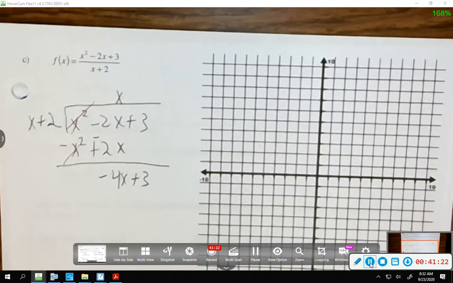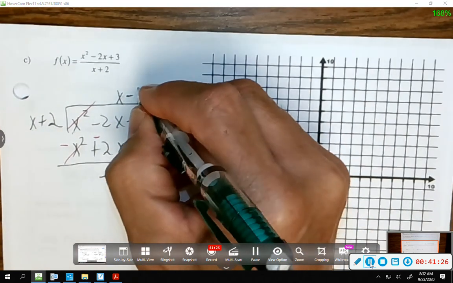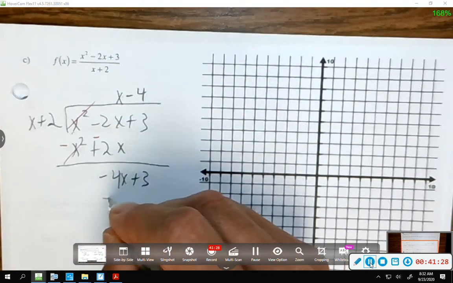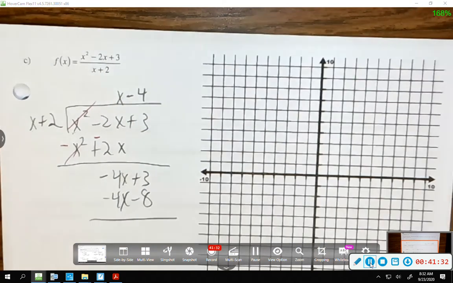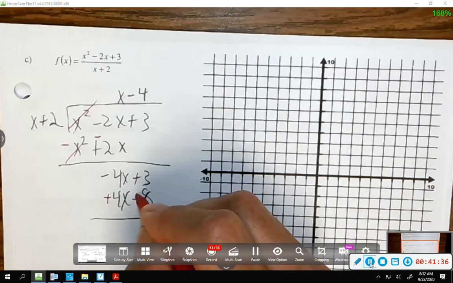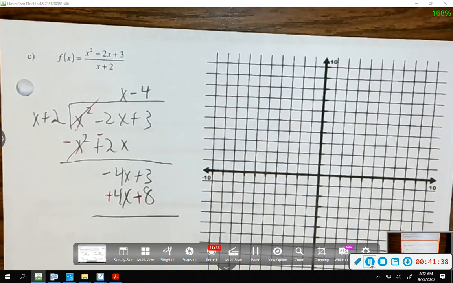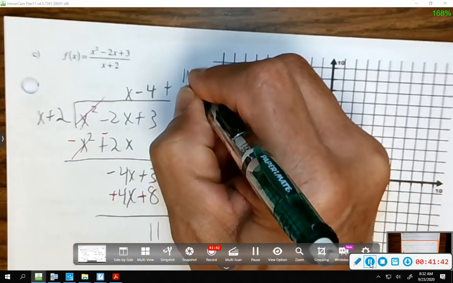What do you multiply x by in order to get a negative 4x? It's a minus 4. Negative 4x minus 8. Again, I'm not going to say subtract. I'm going to say change the signs and add. Plus 11 over x plus 2.